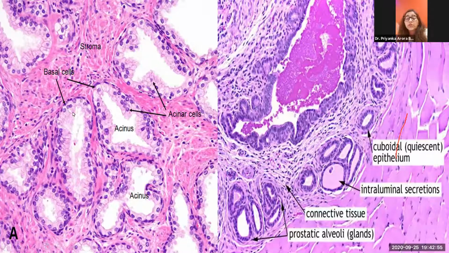Now, the first thing that you note on low power examination is the architecture. Okay, what are you looking at? These glands are usually embedded in the fibromuscular stroma. You'll have a lot of fibromuscular stroma, and then these normal benign glands of the prostate will be just sitting there, usually forming clusters and lobules. They are not irregular or infiltrative. They are very regular, but they are not uniformly shaped.